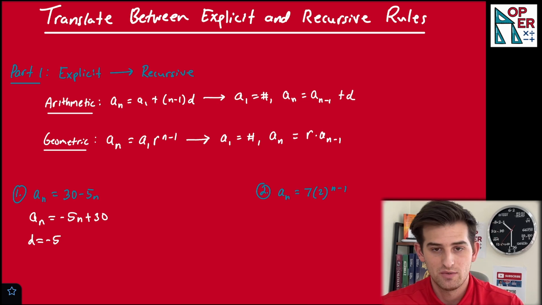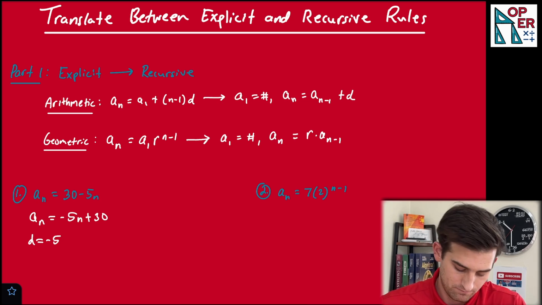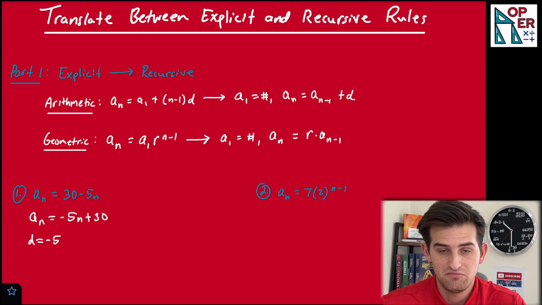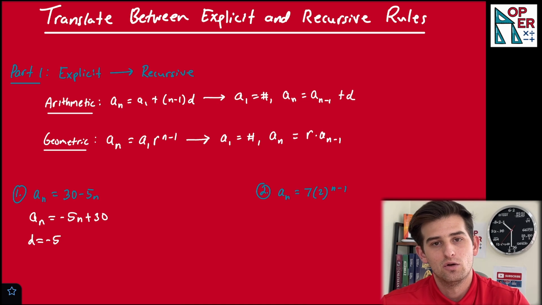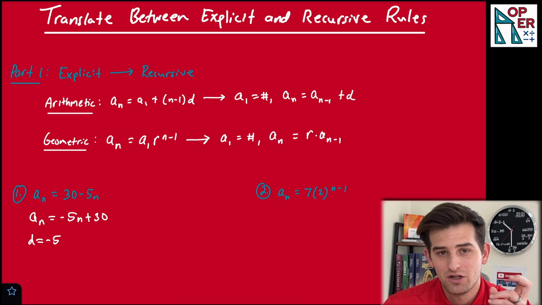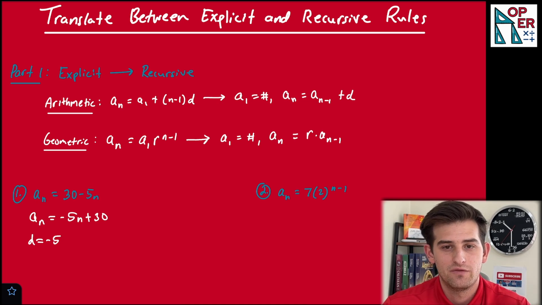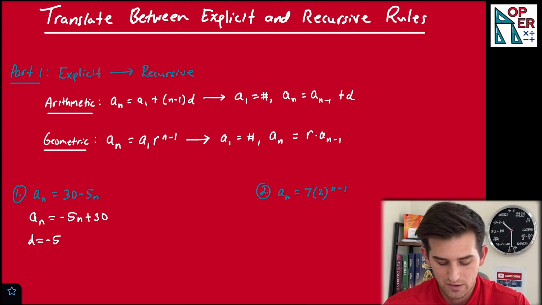If we think about this, it almost looks like slope-intercept form, right? mx plus b, negative 5x plus 30. So if it looks like slope-intercept form, 30 must be my y-intercept. Well, my y-intercept is when x is 0, or in other words, that would be the 0th term of my sequence. And we're looking for the first term. So if the 0th term is 30 and my common difference is negative 5, then our first term must be 25. Well, let's see how we can prove that.